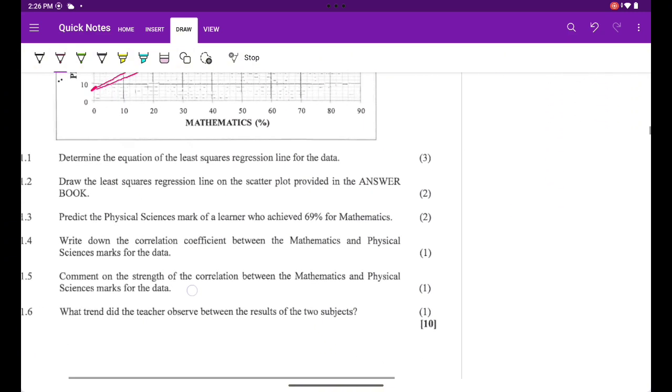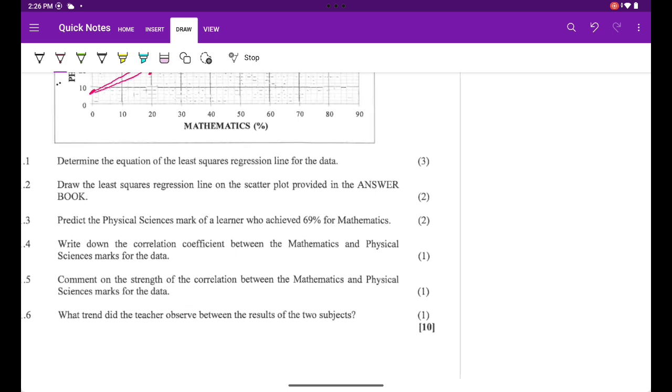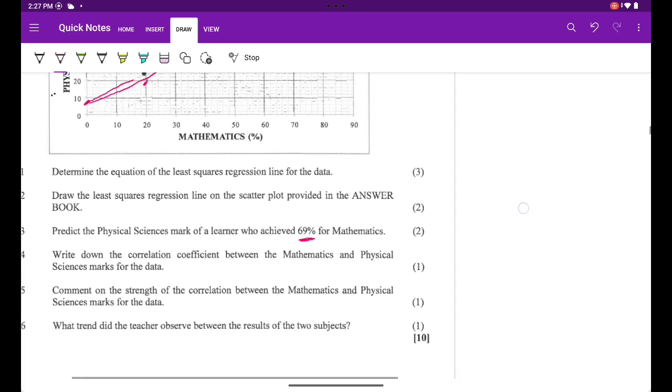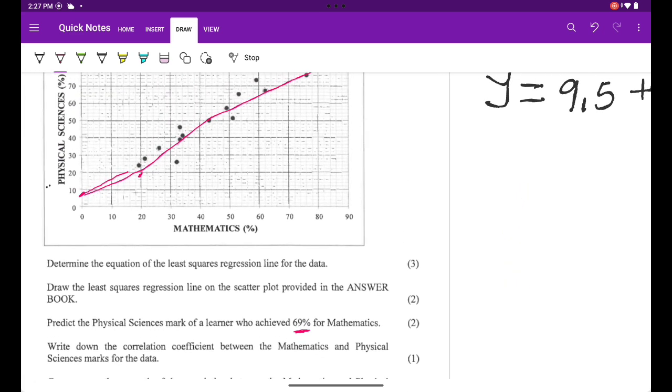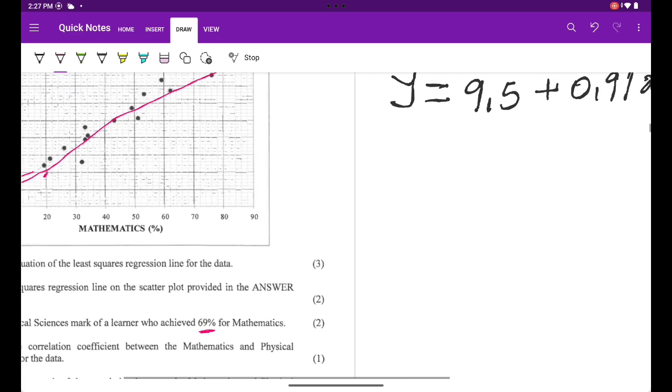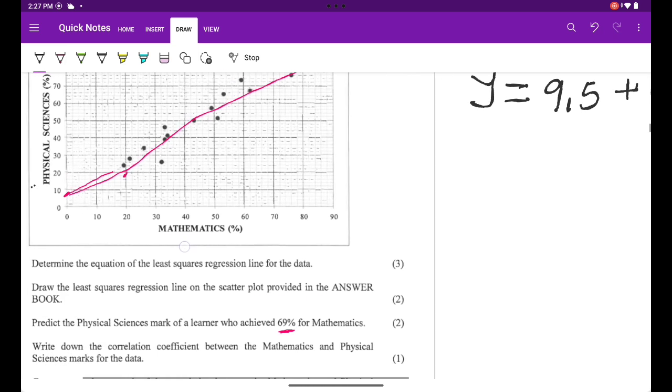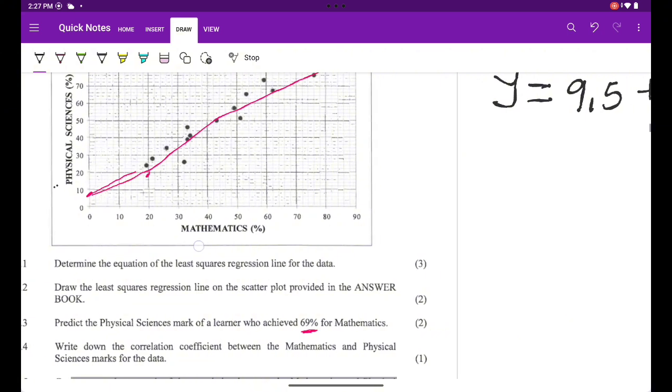What is this? 1.3. Predict the physical science mark of a learner who achieved 69% for mathematics. Now remember, mathematics is represented by the x-axis, so we are going to check. It means they want the y value, so we just substitute. So it's simple substitution.